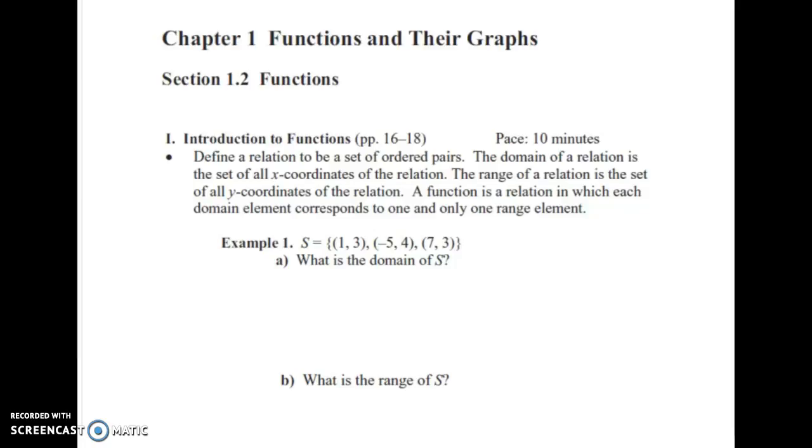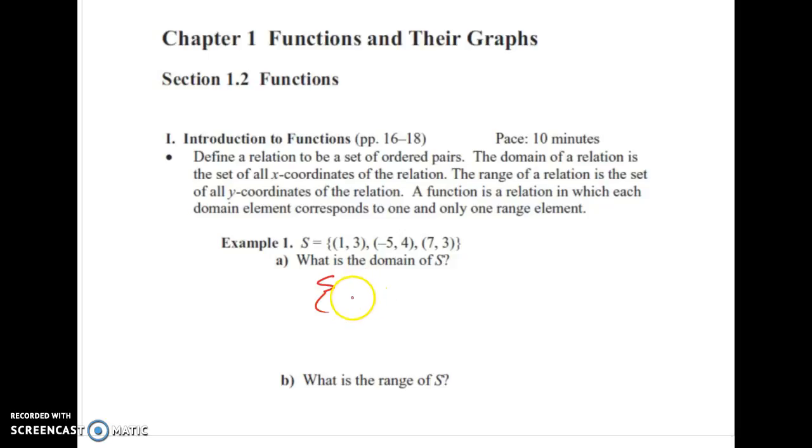Example 1, capital S, which basically just tells you the set of ordered pairs, and then you see the notation that you're more familiar with inside, so that (1, 3), (-5, 4), (7, 3), those three xy coordinates are the ordered pairs, of course, in this particular set. So what is the domain of S? Pretty simply, the domain is going to be the x coordinates. So we're going to go ahead and use set notation.